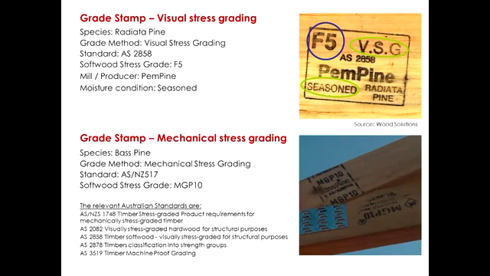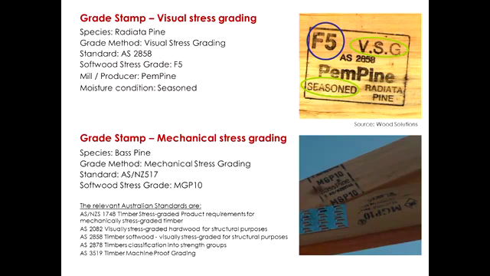Now, this might be helpful for your assignment because you'll find images in the folders. You will also find them on the websites around. A product like this will tell you what the Australian standard is referring to. That stands for visual stress grading. This is an F5. It was seasoned, thankfully. And it's also radiata pine. So it's all in there. You just need to look for the stamp and you'll find the information you need.